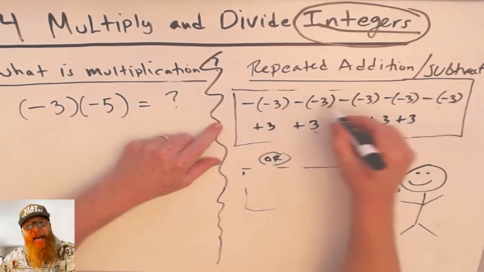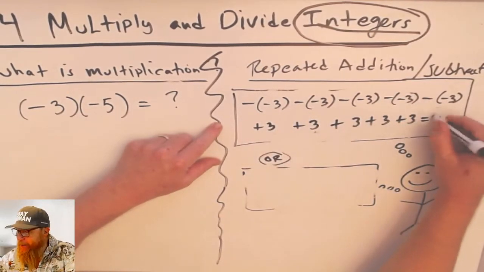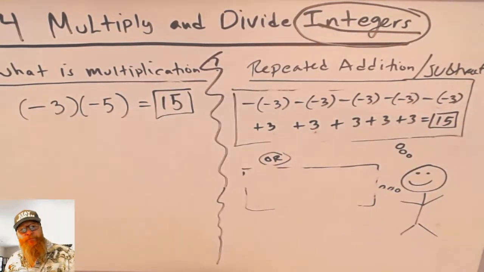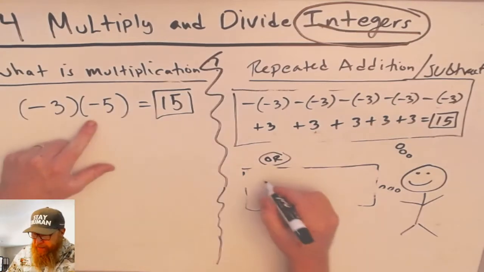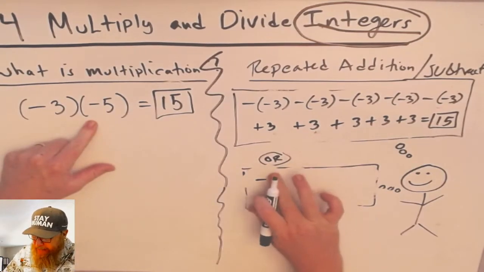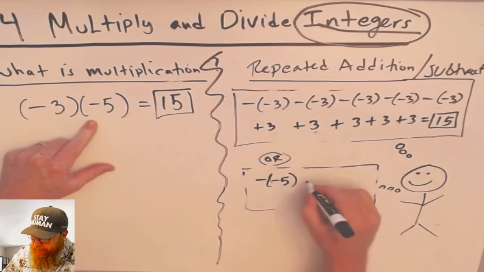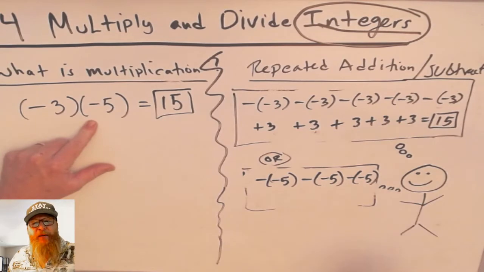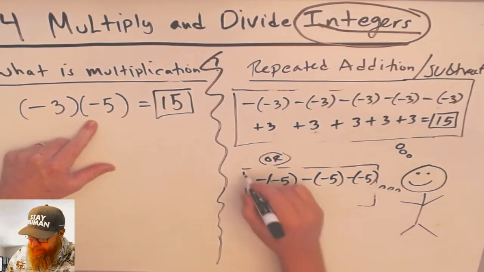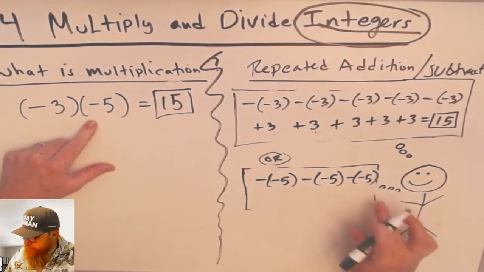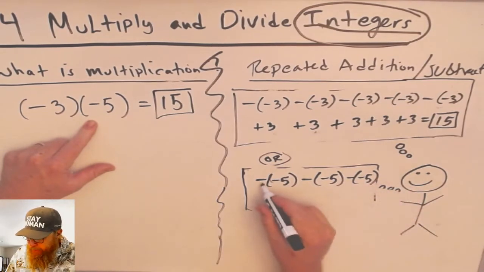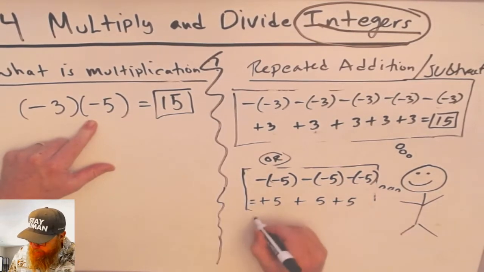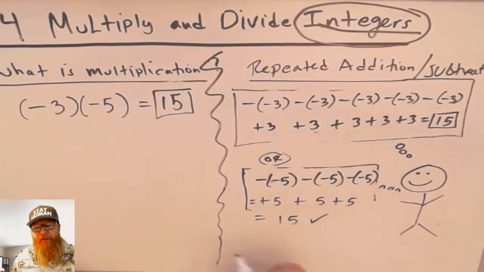And so you're just going to add 3, and you're going to get positive 15. Or the other way to think about it would be subtract negative 5, 3 times. This would probably be the easier way to do it. And by easier, I just mean less writing. It's not really any easier, unless writing is complicated. So this would be positive 5, positive 5, positive 5, which would still be 15 either way.